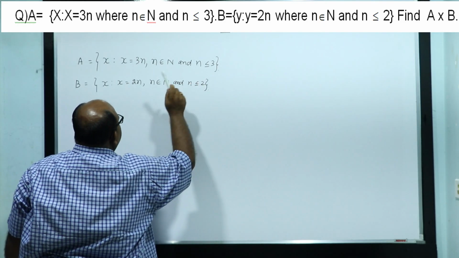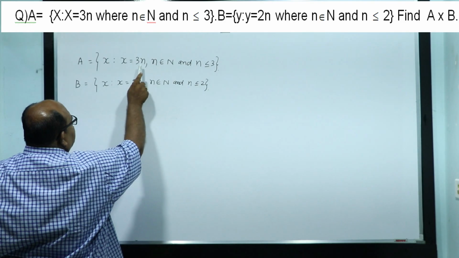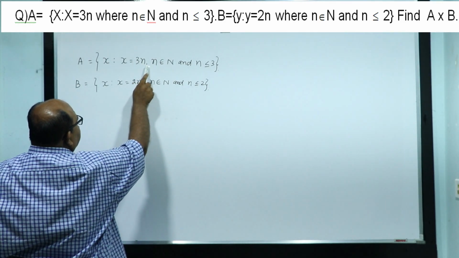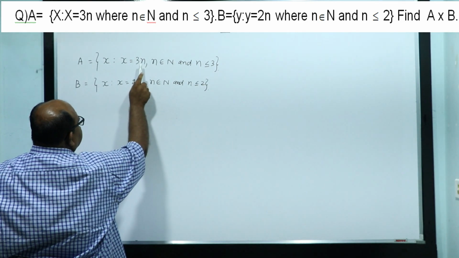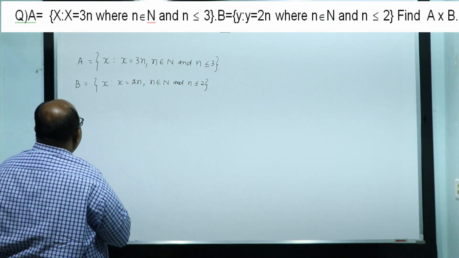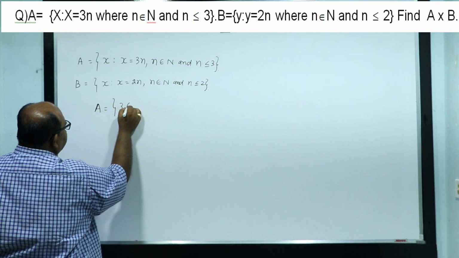If n is equal to 1, 2, 3, x is equal to 3n. Putting n equal to 1, 2, 3, we get x equal to 3, 6, 9. So set A is coming as {3, 6, 9}.